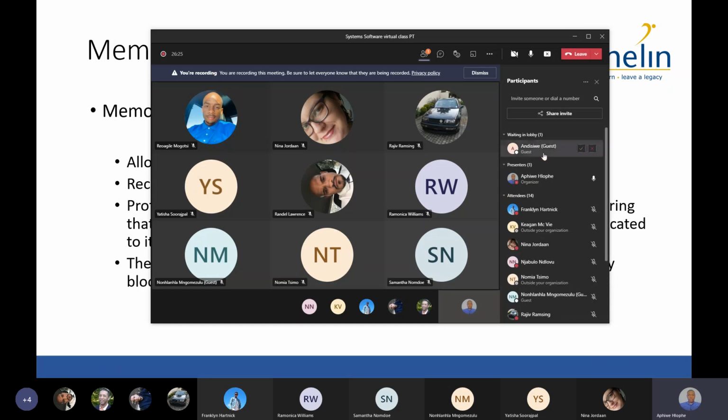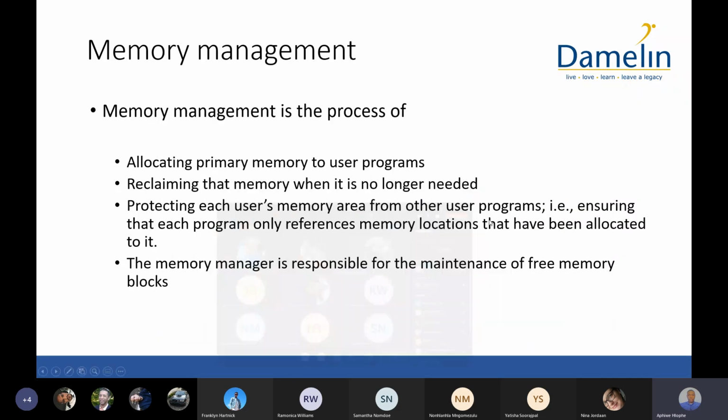Okay, the memory manager is responsible for the maintenance of free space, free memory blocks. So the operating system must constantly give allocations, take away allocations where a program is no longer using them. It needs to also be able to protect processes from each other. And we want to talk about all of these components.